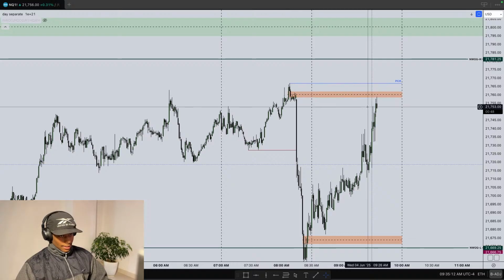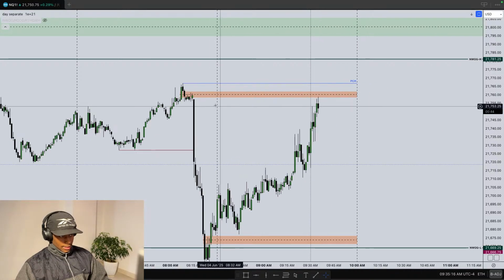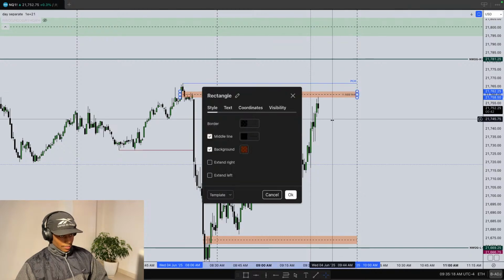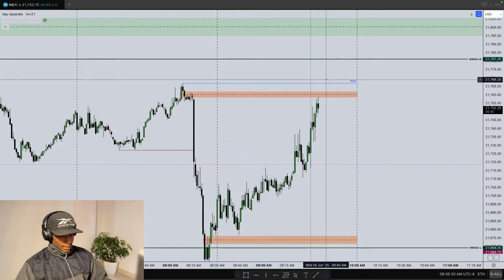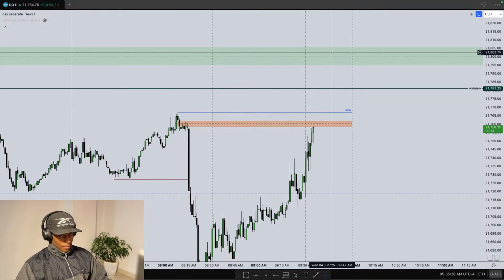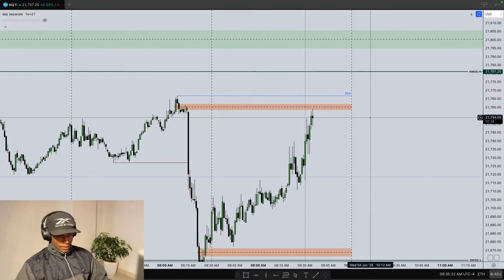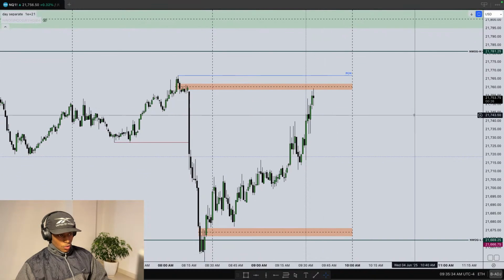It's not the same thing. See how we are reacting from it. It's not the same thing. So I'm not going to use that. But closing above it means something. That helps me build an idea to take any type of long. But I wouldn't use it as a long as soon as we close above it. That's what I mean by that.